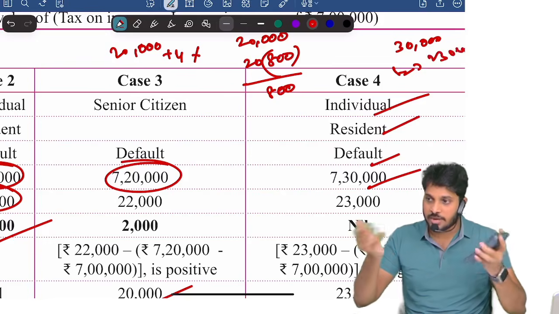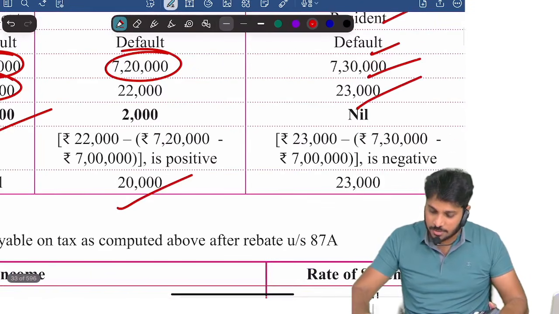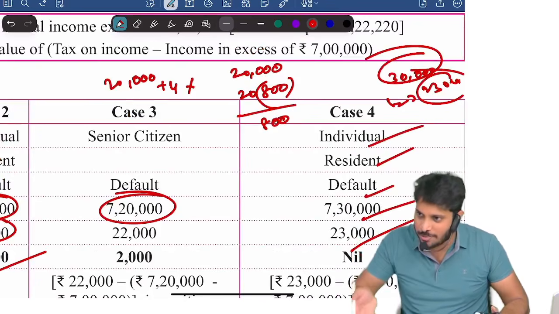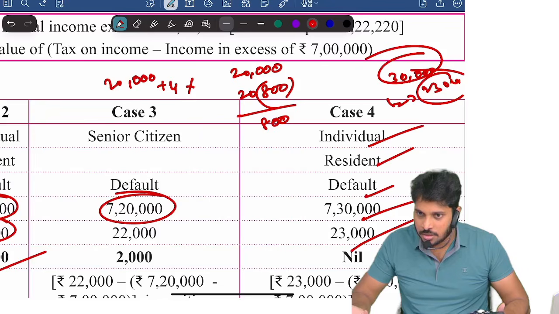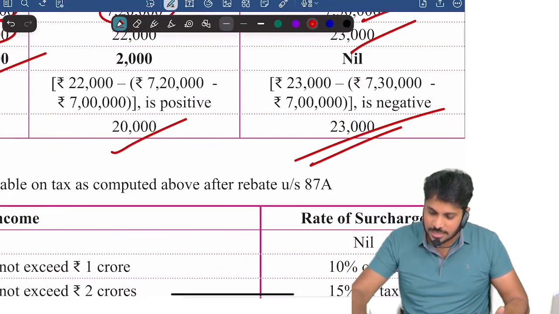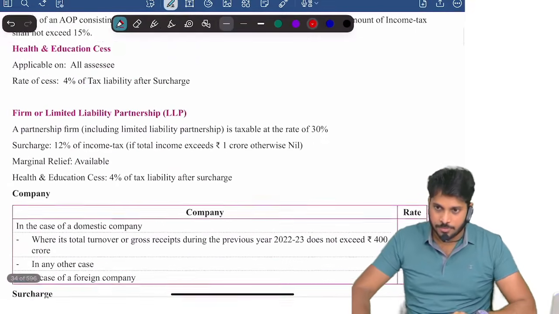Step 2 minus step 1, negative coming. There is no rebate. So which means my 30,000 is only tax liability. What is 23,000 is only my tax liability. What is my tax liability? Basic tax is how much on 7,30,000? Basic tax is 23,000. That's it. So since negative is coming, no rebate at all. That's it. Next.